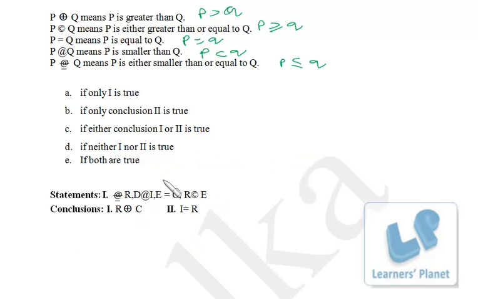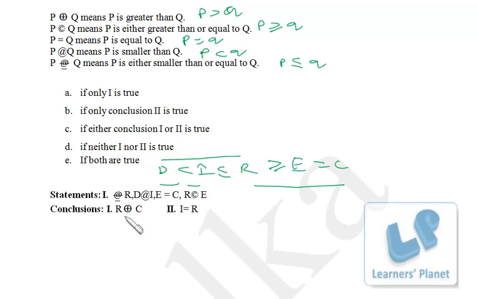Now I is less than or equal to R. R and E, that means R is greater than or equal to E. E is equal to C, and D and I. D at the rate I, that means D is less than I. Okay, so one sequence is this and other sequence is this.